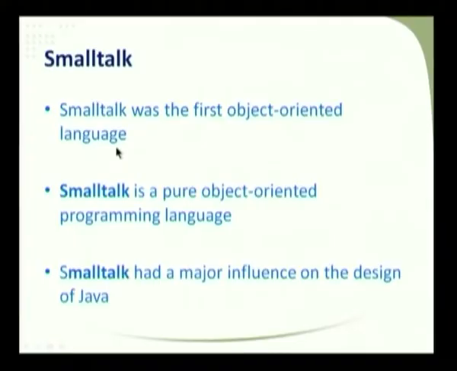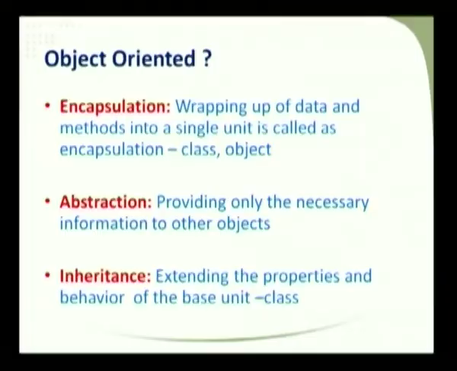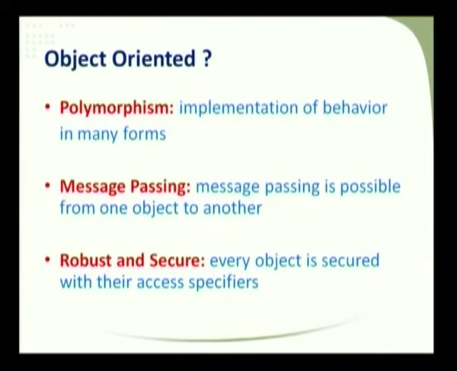Smalltalk was the first object oriented language. Smalltalk is a pure object oriented programming language and it had a major influence on the design of Java. Next we will look at what object orientation is. Object orientation means encapsulation, abstraction, inheritance, polymorphism, message passing, robust and secure. We will look into each one of these.